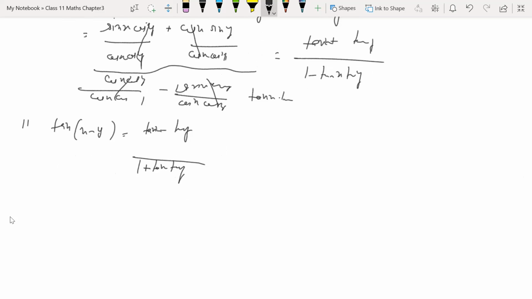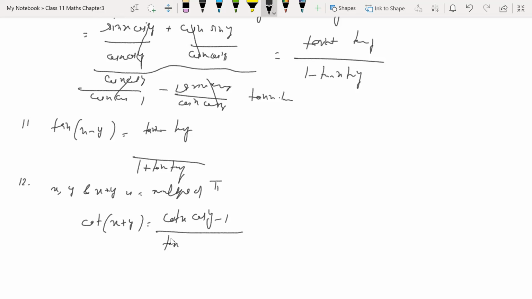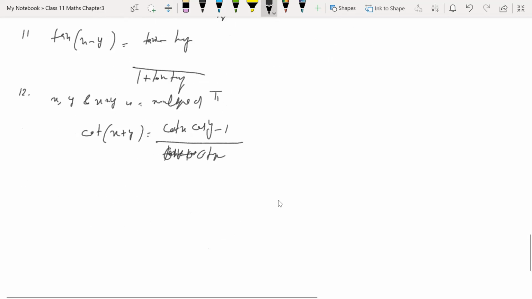And now identity 12 states that if none of the angles x, y and x plus y is a multiple of pi, then cotangent of x plus y is cot x cot y minus 1 divided by cot y plus cot x.